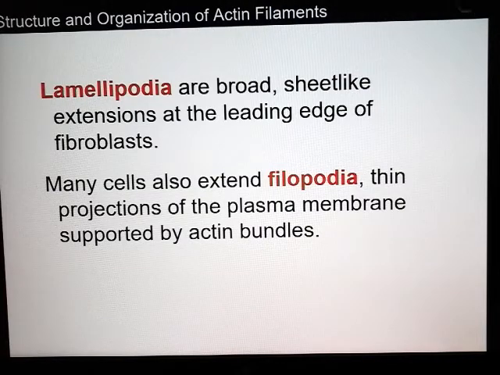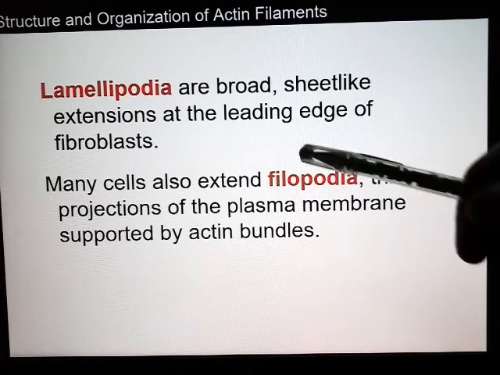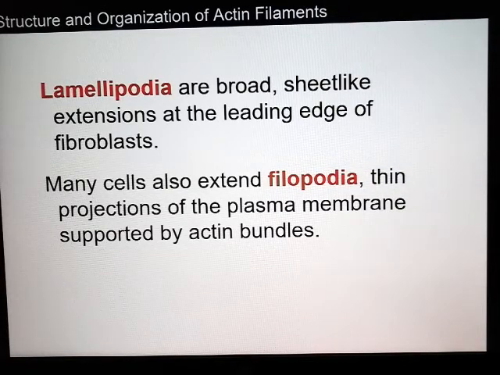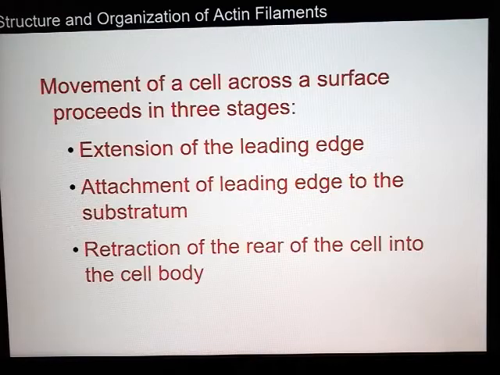Lamellipodia is another type of way cells can move, and they're more broad or sheet-like. And you have extensions at the leading edge of the fibroblasts. And finally, guys, filopodia, very similar to lamellipodia, but they are very thin. And they come off the plasma membrane, and they're supported by actin bundles.